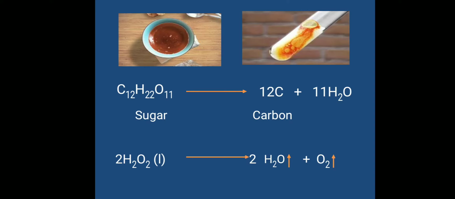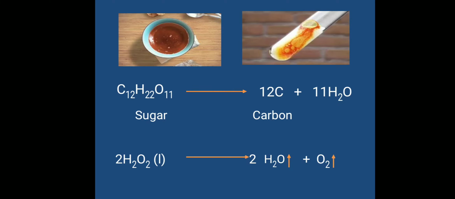Next example, decomposition of hydrogen peroxide. Hydrogen peroxide naturally undergoes slow decomposition into water and oxygen. So you can see here we have a single reactant but two or more products.